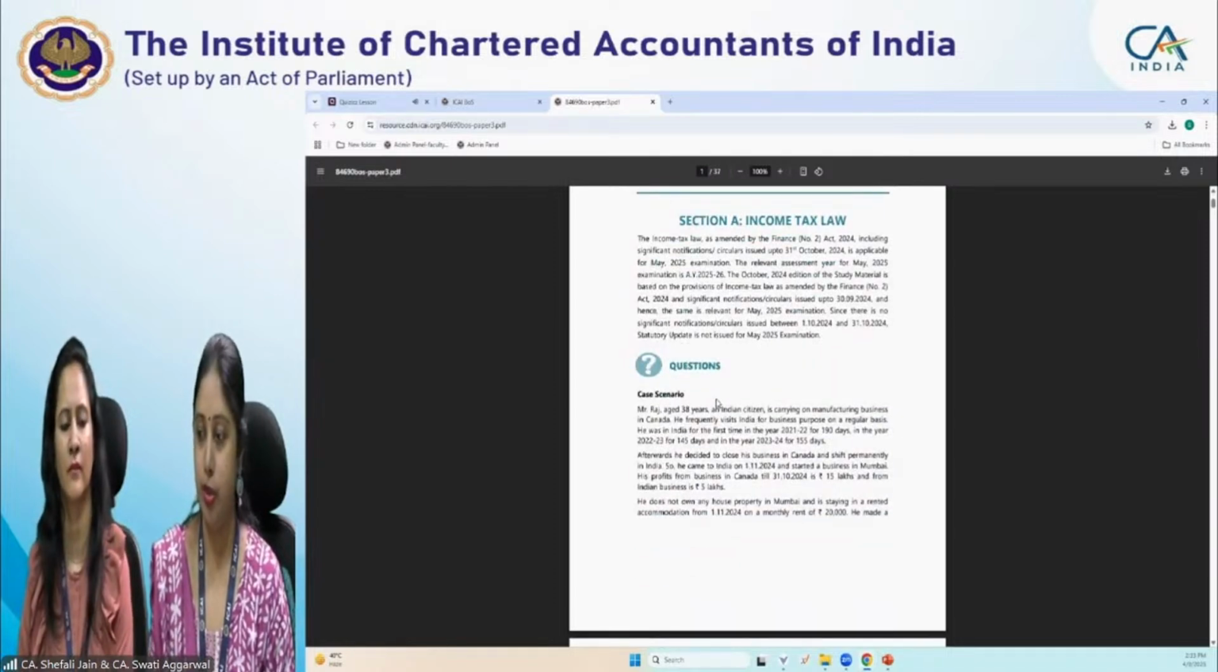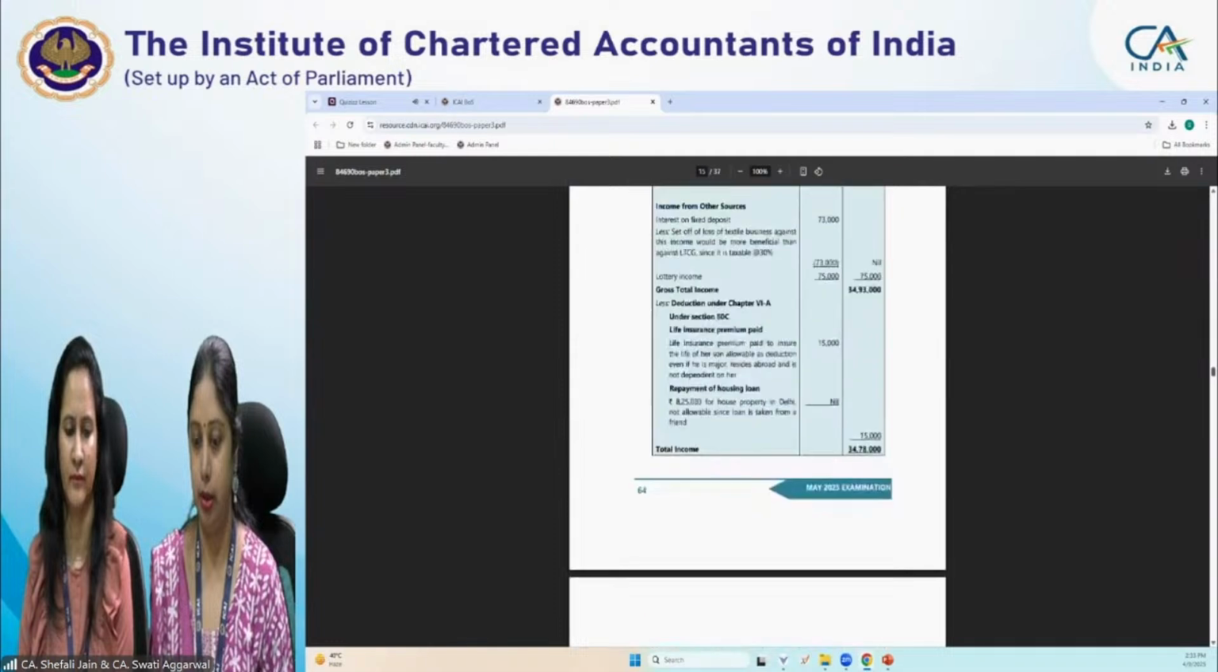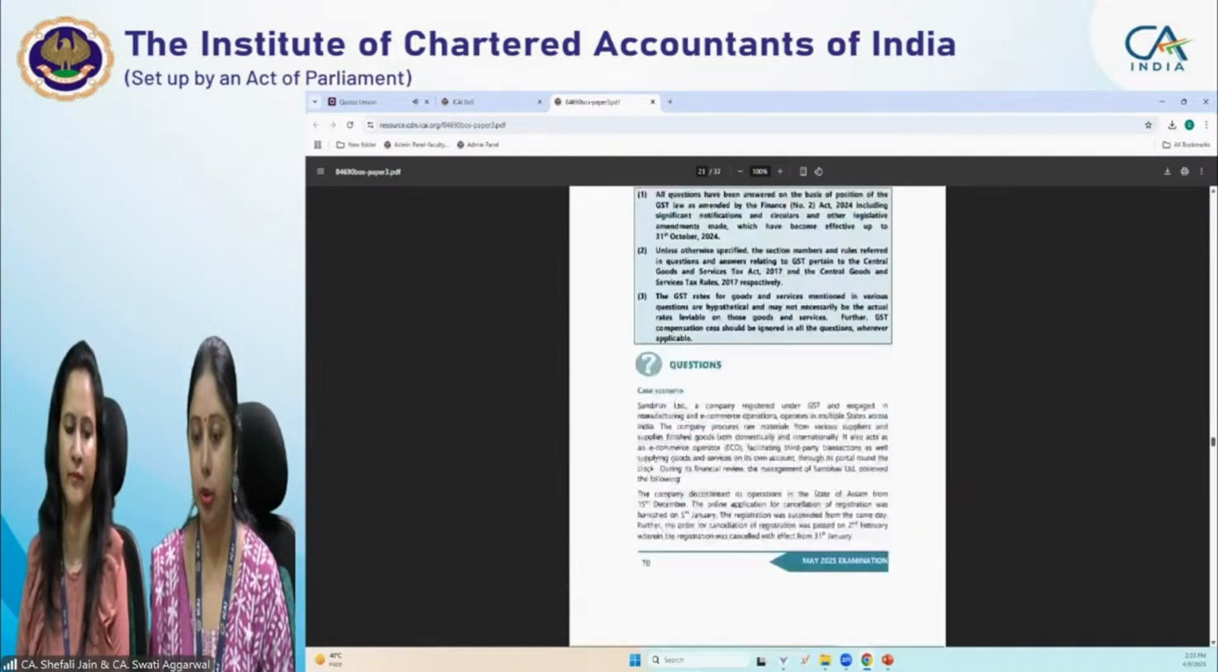Yes. So first of all, there is income tax RTP, and then we have the section B, that is goods and services tax.